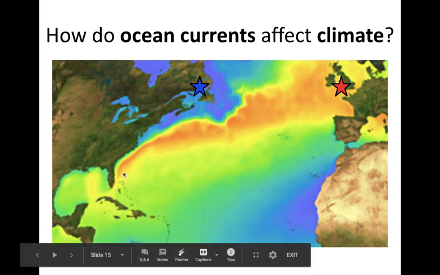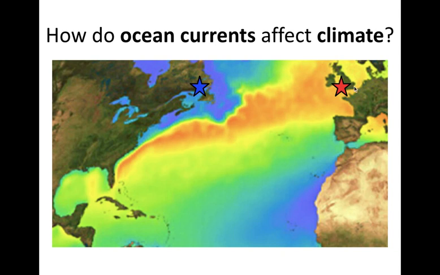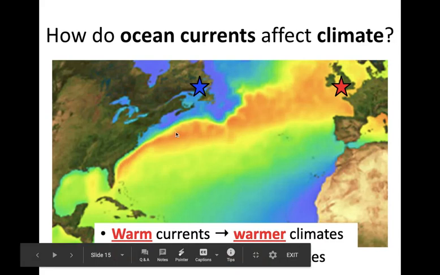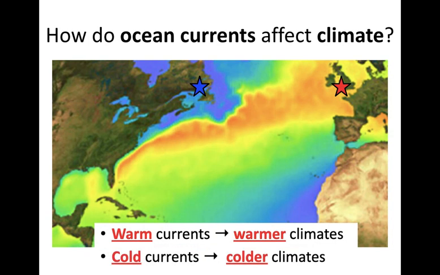But these ocean currents bring warm waters through the Gulf Stream across the Atlantic Ocean and keep the climate of Cornwall a lot more mild than the climate of Newfoundland. Warm water currents are going to bring warmer climates, and cold currents are going to bring colder climates.